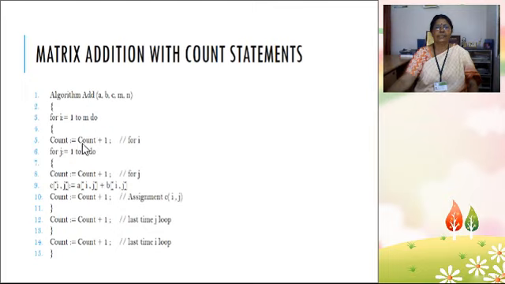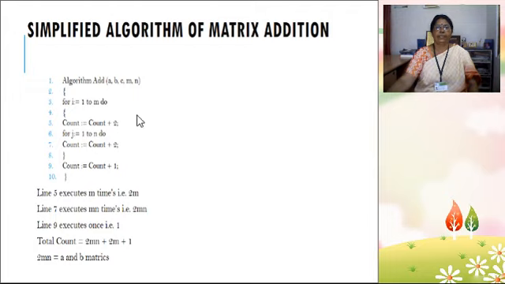We insert a count statement after every statement in the algorithm. For i equal to 1 to m, count is incremented by 1. Similarly, for j equal to 1 to n, we increment the count by 1. For the addition of matrices, this assignment statement increments the count by 1 in statement 10. Statement 12 is the last execution of the j loop, and statement 14 is for the last execution of the i loop. If you retain only the count statements, the algorithm will look like this.